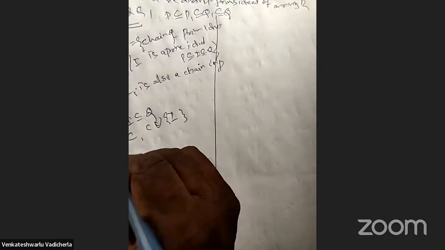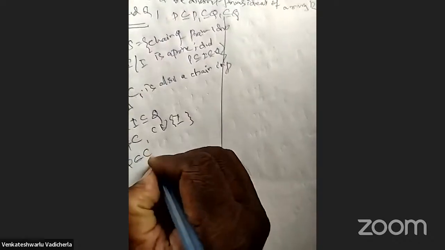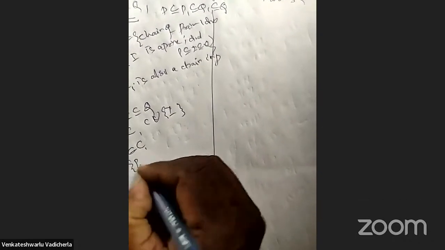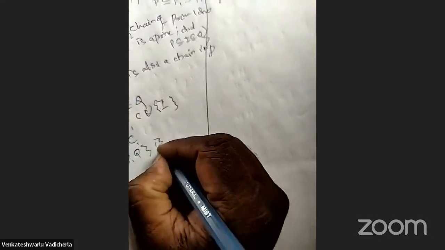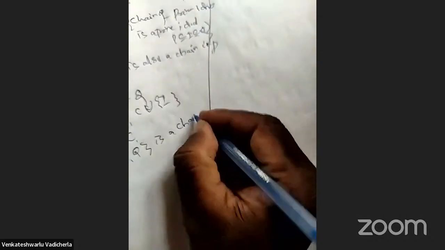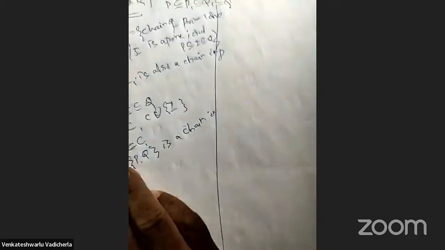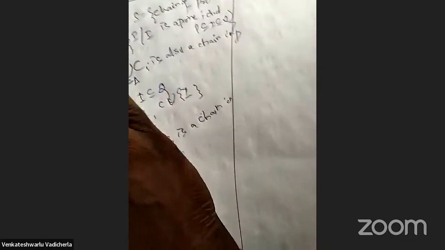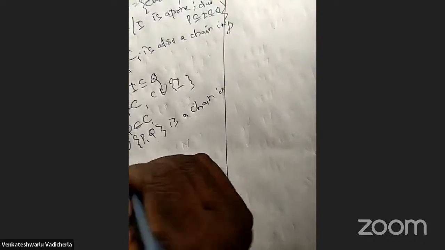Also, P and Q belong to C, since C union {P, Q} is a chain in P. Choose an element A belonging to Q such that A does not belong to P.